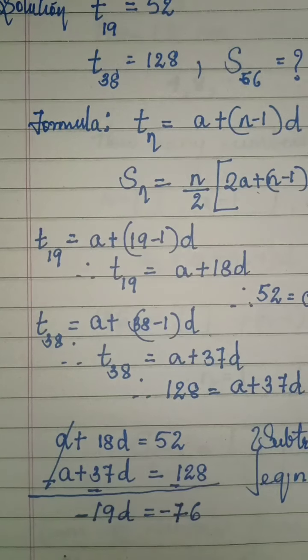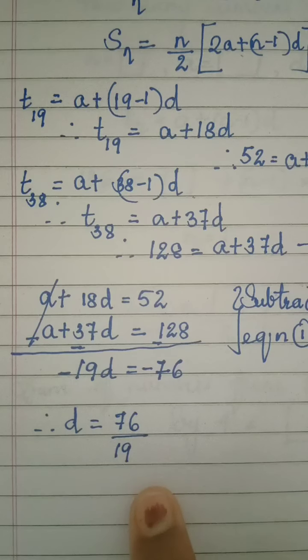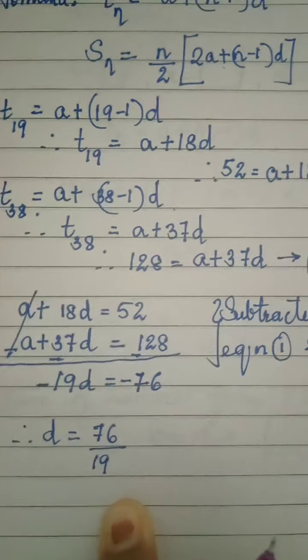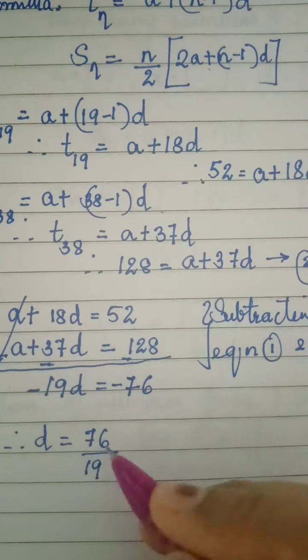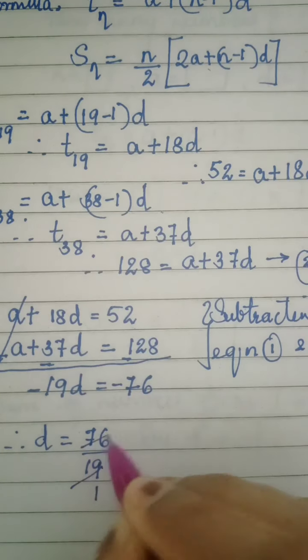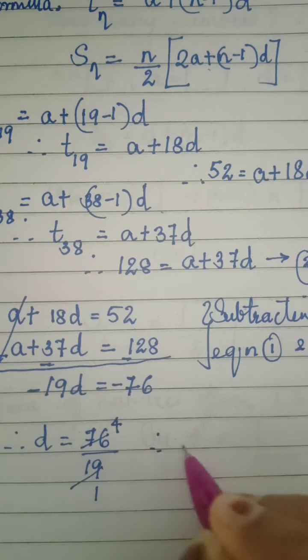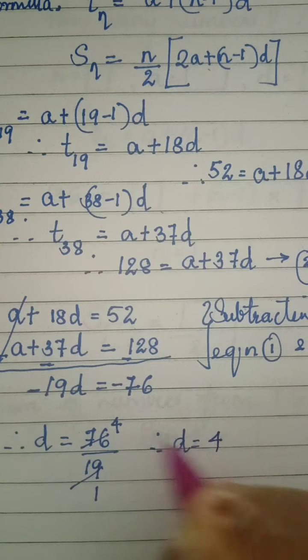Minus and minus cancel. So you get D is equal to 76 upon 19. Now let me try 19 fours. Yes, 19 fours are 76. So you get D is equal to 4.